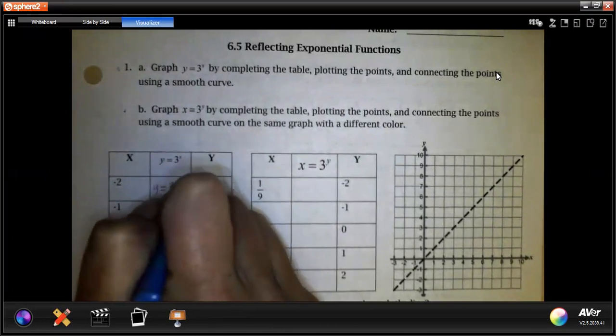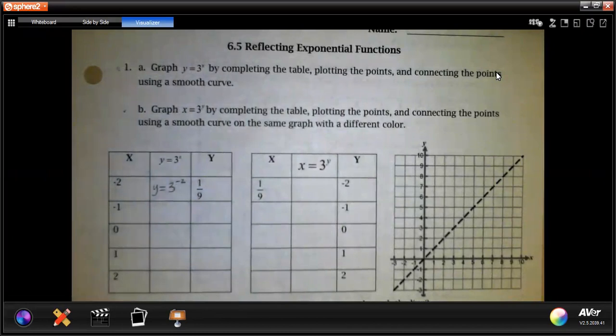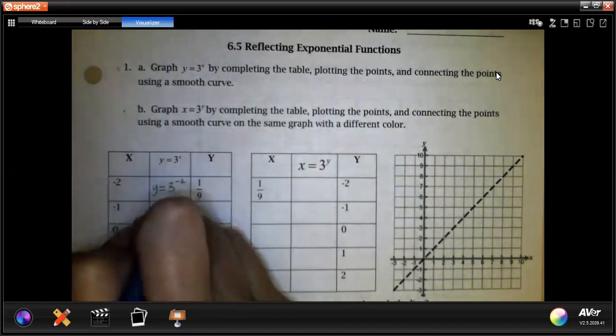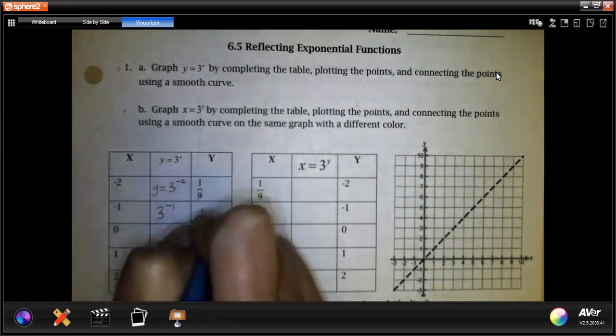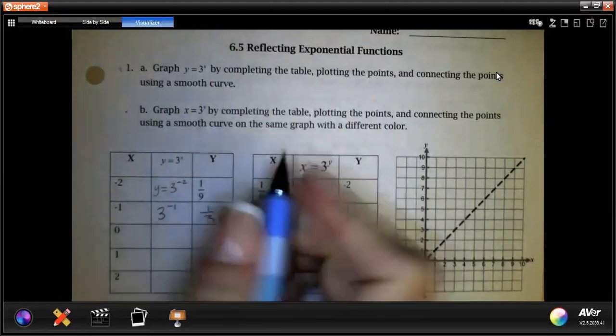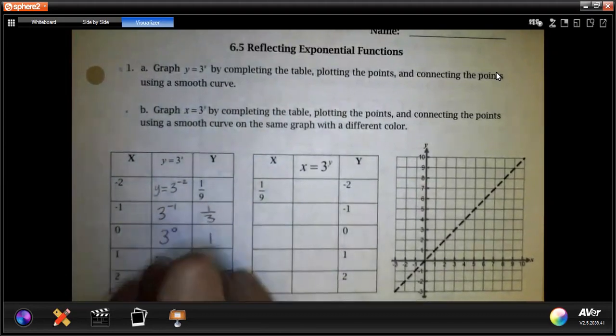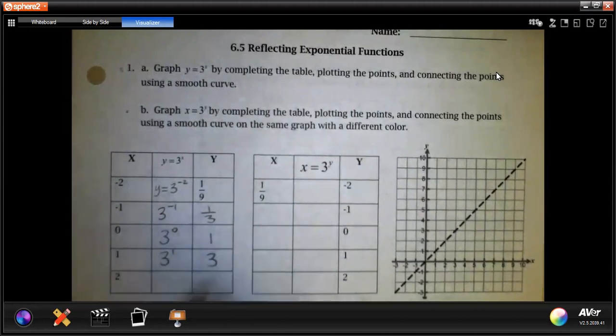So 3 to the negative 2 power gives you 1/9 because the negative exponent does the reciprocal. So if we got 3 to the negative 1 power, that would be 1/3. And then 3 to the 0 power, well, any number to the 0 power is 1. And then 3 to the first power is itself, 3. And then 3 squared is 3 times 3, which is 9.